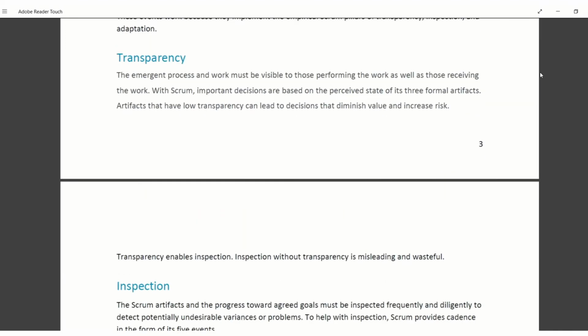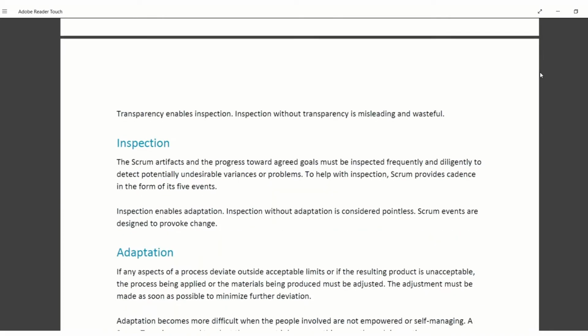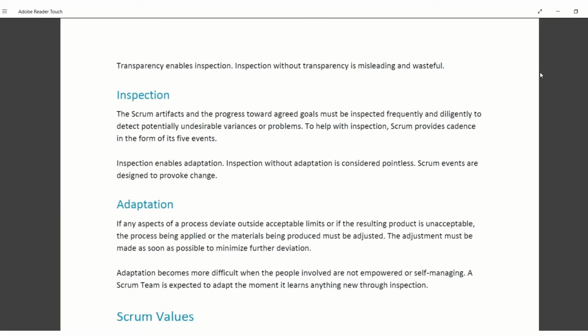Transparency. The emergent process and work must be visible to those performing the work as well as those receiving the work. With Scrum, important decisions are based on the perceived state of its three formal artifacts. Artifacts that have low transparency can lead to decisions that diminish value and increase risk. Transparency enables inspection. Inspection without transparency is misleading and wasteful.